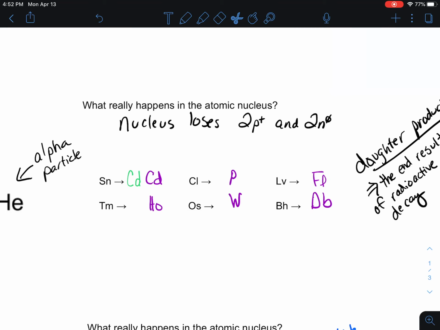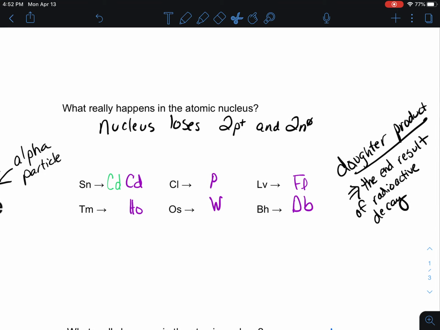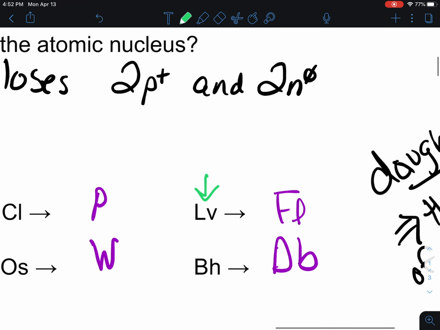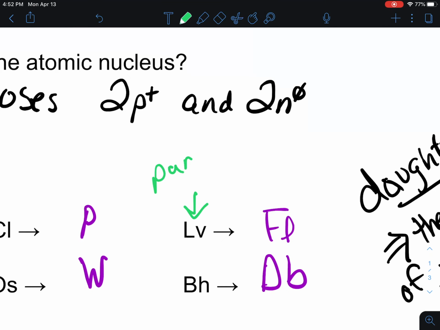All right. By the way, I also meant to throw this in there. The daughter product, by definition, is the result of radioactive decay. So if right here, Lv, that is the parent material. It's the thing we start with. If it goes through radioactive decay, what it becomes is the daughter product, which is Fl in this case. And to clarify, that is a cursive L, so Fl.